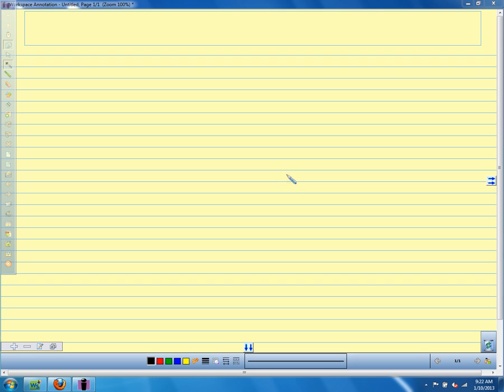Just talk about perimeter and area. So we're in section 5.3 is where this comes from, and we're talking about circumference and area of circles.